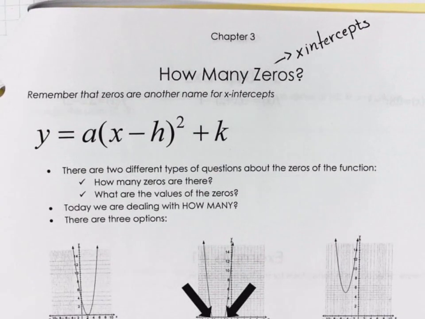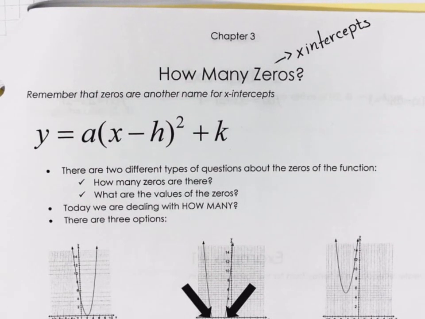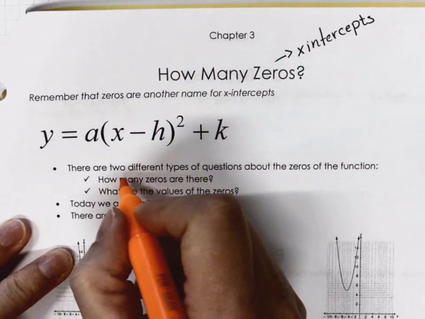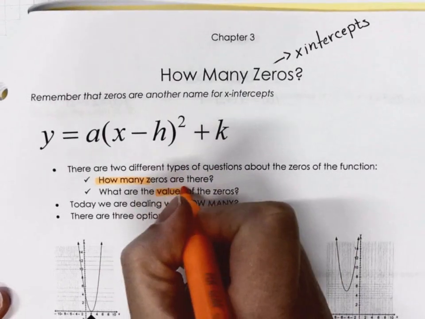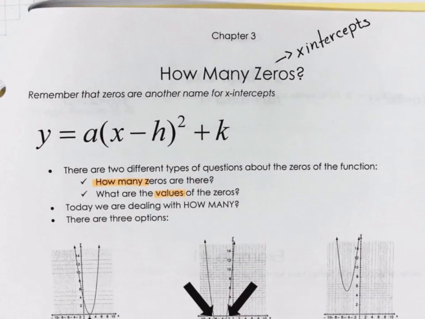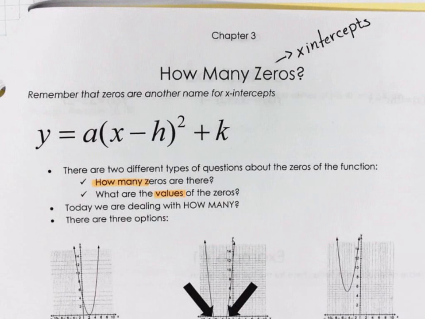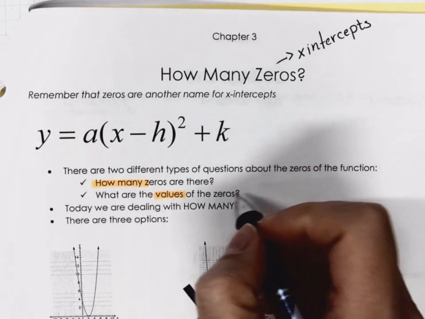So now that you know that, you're smart people. Two different types of questions I'm going to ask about the x-intercepts. How many? And this is what we're going to do in chapter 3. And the other one is where are they, or what are the values of the x-intercepts? We are going to get really specific into that in chapter 4.